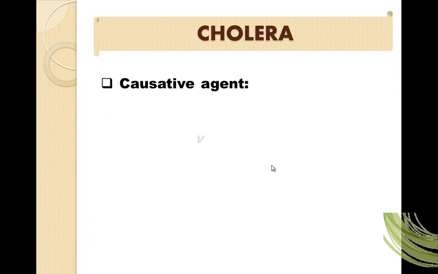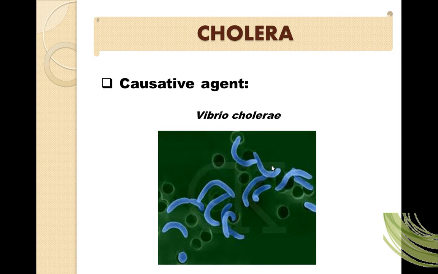First disease is cholera. Causative agent of cholera is Vibrio cholerae. See here in the picture you can see the blue colored organism that is responsible for the cholera. The specificity of this organism is that the shape of this organism is like a comma.